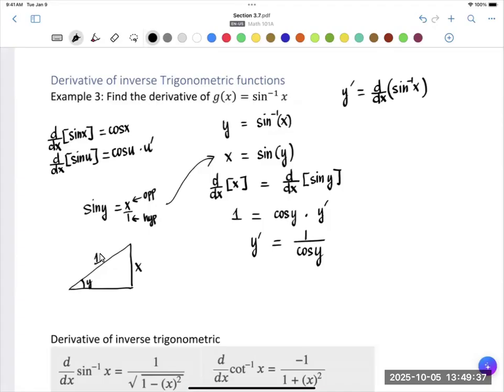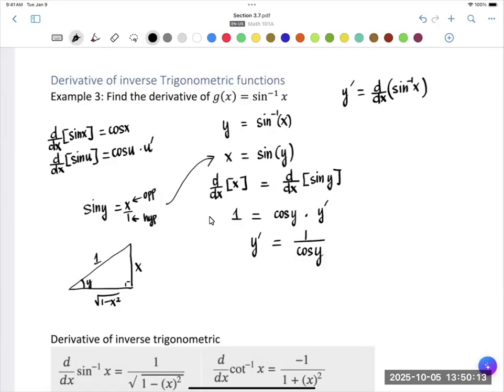So what is my adjacent? How do I find the adjacent? If we use the Pythagorean theorem, I don't know what the adjacent is, so it's going to be the square root of 1 minus x squared. Using the Pythagorean theorem, we have the square root of 1 minus x squared. So sine of y is opposite over hypotenuse, so we have x over 1.